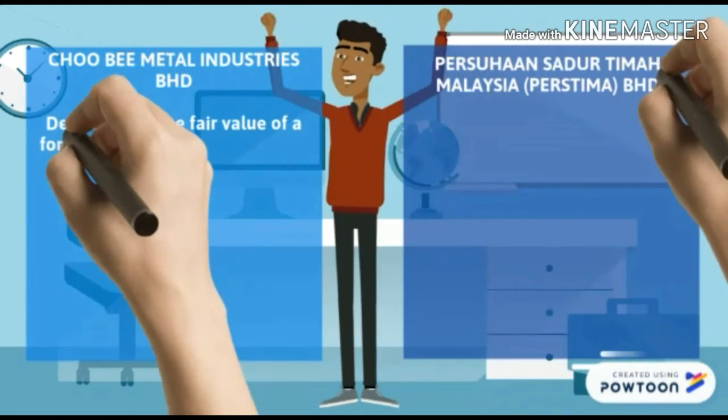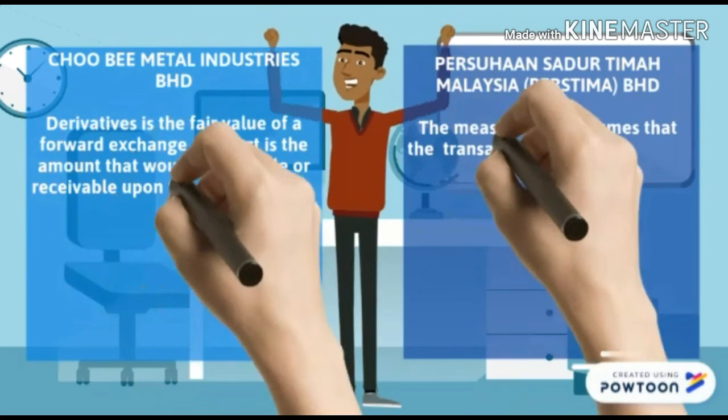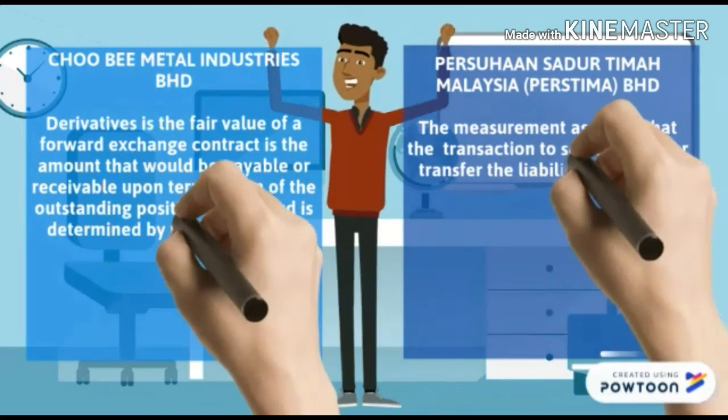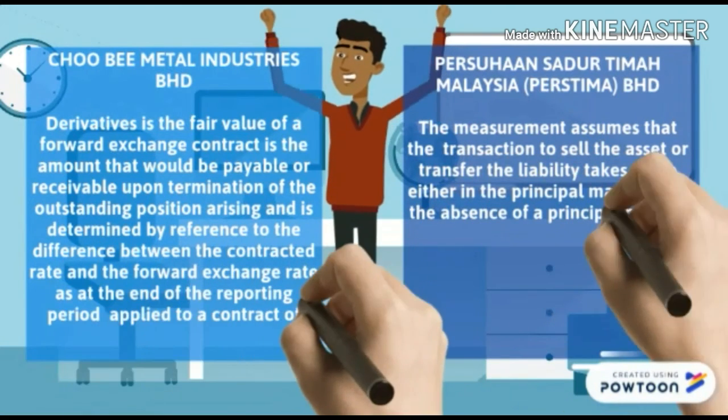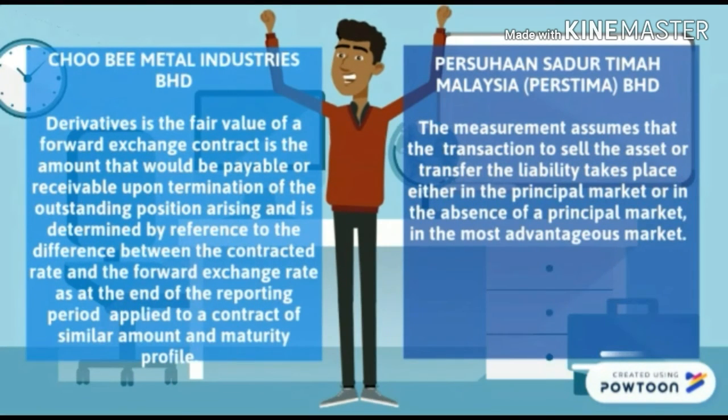Application for Cubi Metal Industries Berhad. Derivative: the fair value of a forward exchange contract is the amount that would be payable or receivable upon termination of the outstanding position arising, and is determined by reference to the difference between the contracted rate and the forward exchange rate as at the end of the reporting period applied to a contract of similar amount and maturity profile.